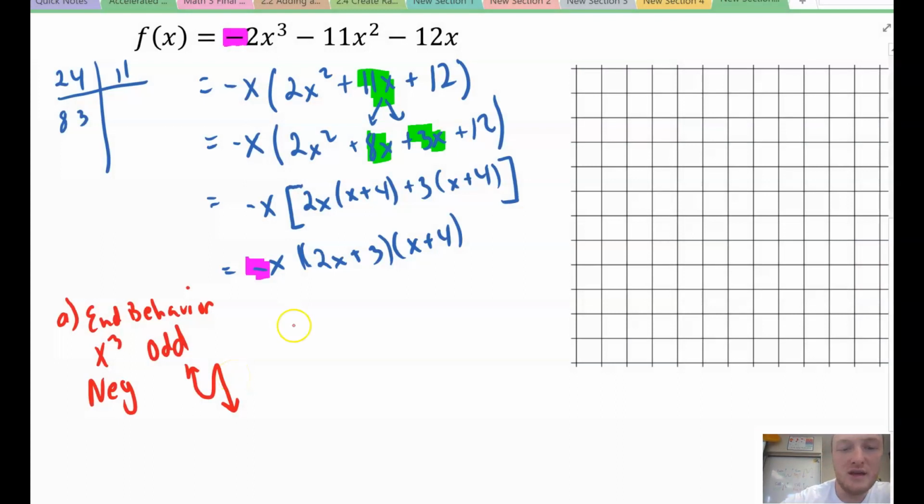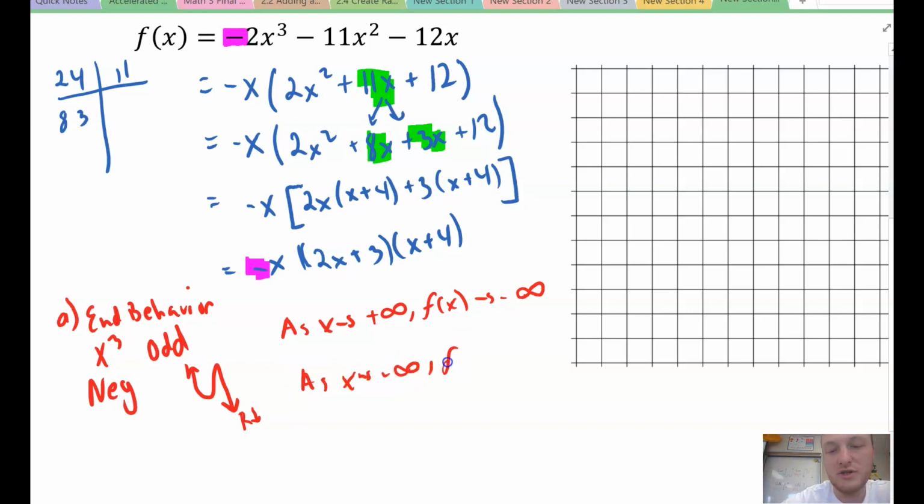So we can say as x goes to positive infinity, our function f of x is going to go up. Actually, sorry, as x goes to positive infinity, our function is going to go down. Negative infinity, okay? This is the right side down, okay? As x goes to negative infinity, our function is going to go up. Positive infinity, okay? This is the left side up. That's the second part. Okay, so there's our end behavior.